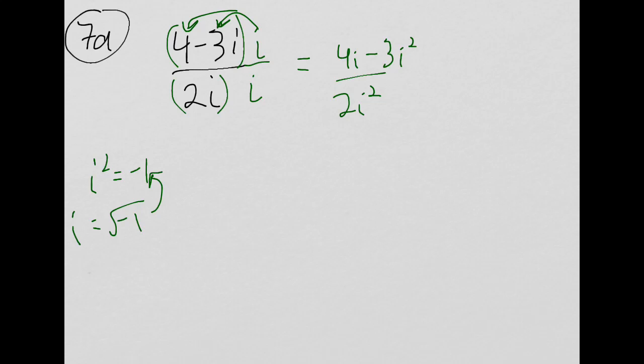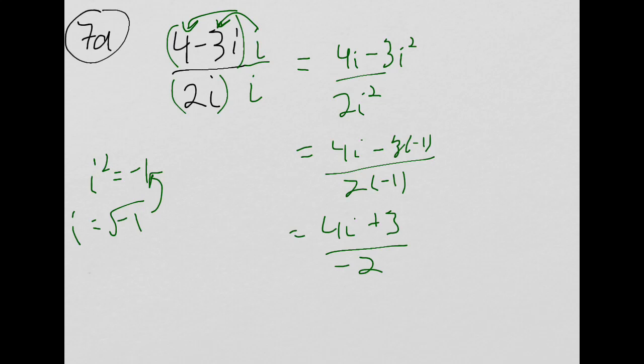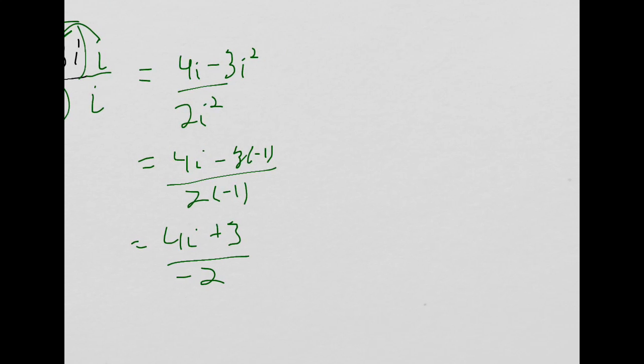So this is going to be 4i minus 3 times negative 1 over 2 times negative 1, which is 4i plus 3 over minus 2. And then I'll just scooch.